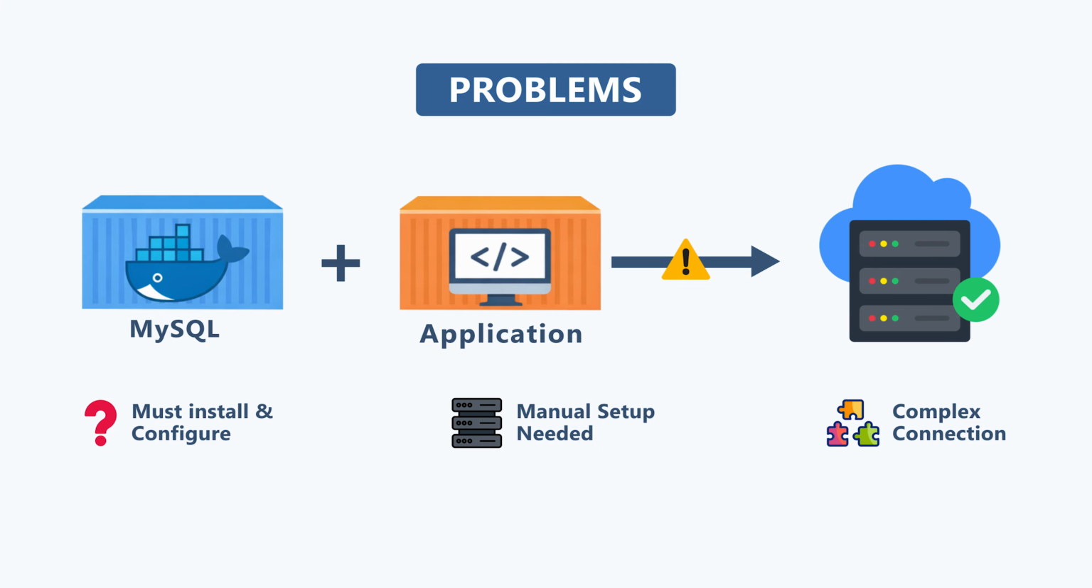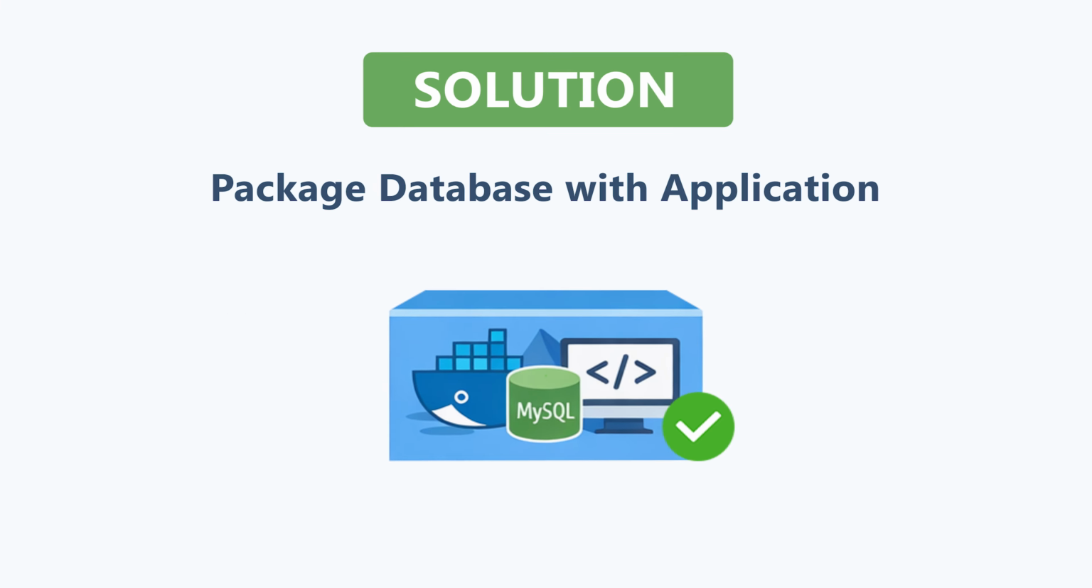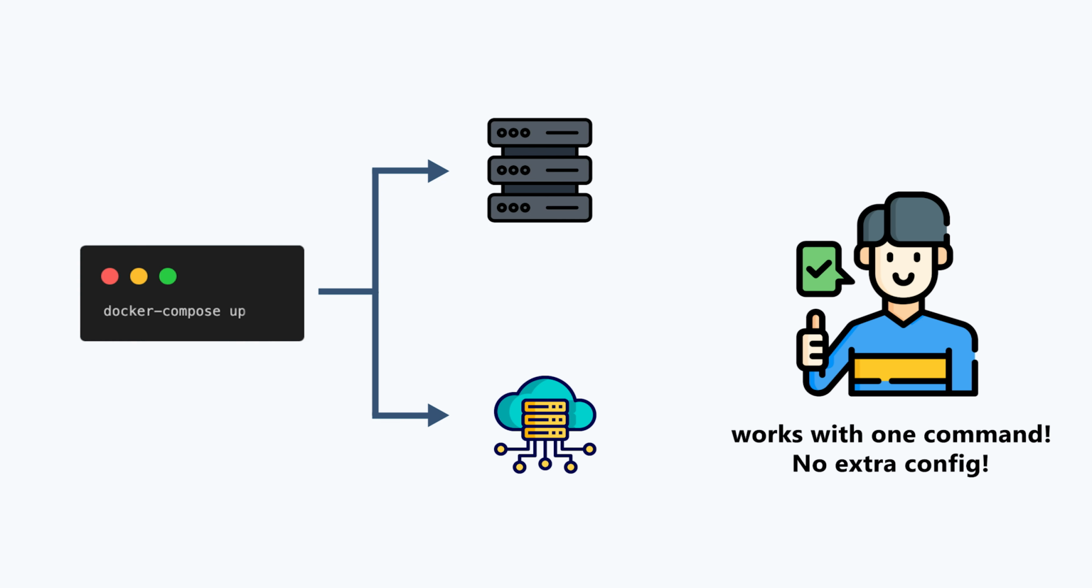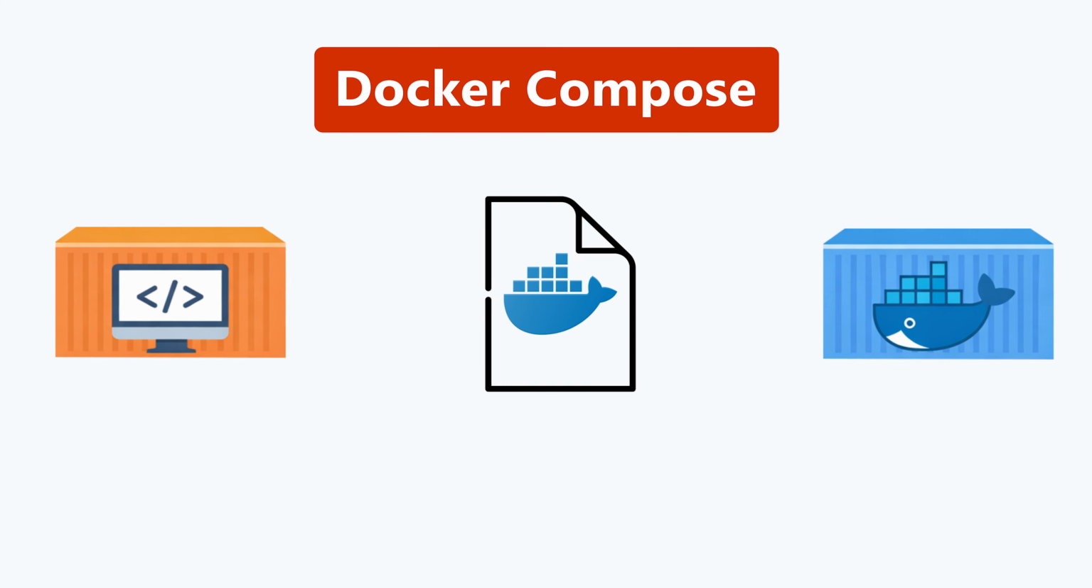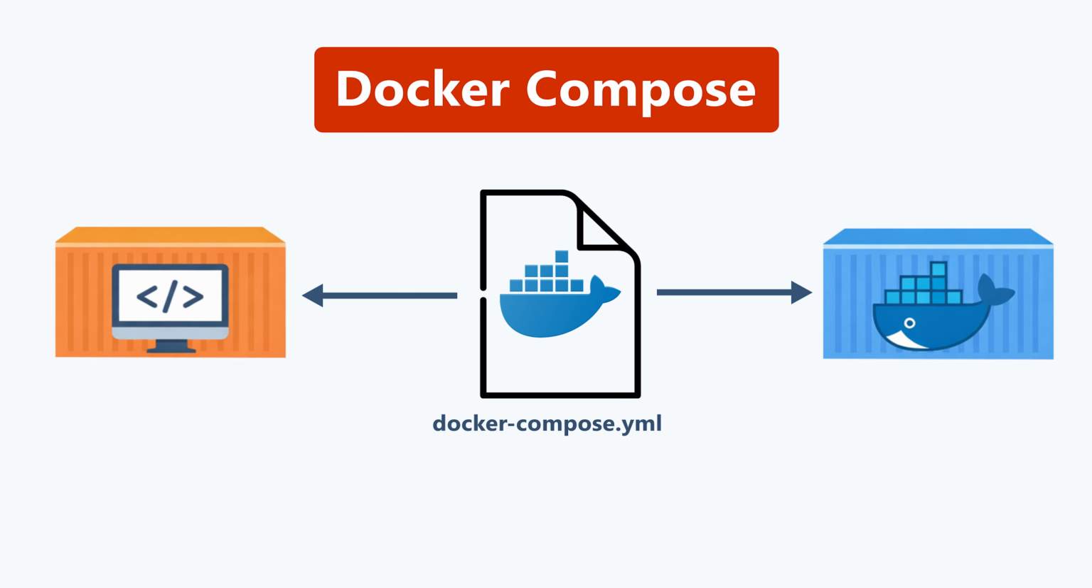So what we're going to do next is package the database together with the application. What we want is a single command setup. A single command will make everything up and running. We can just use the app right away. This is where Docker Compose comes into play. Docker Compose is a simple orchestration tool. It allows us to start, stop, and manage multiple containers together using one configuration file.